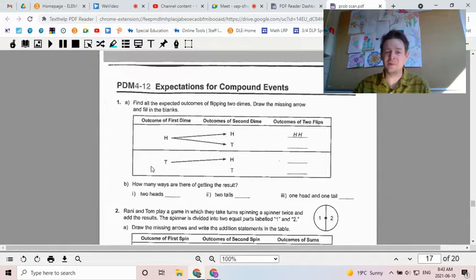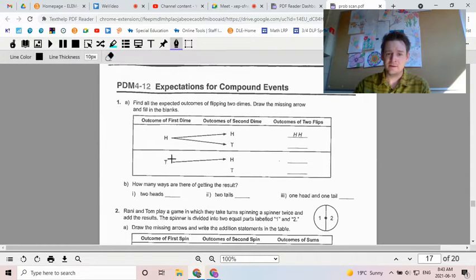It's called a tree model because we have different branches that we are going to show as arrows. So let's take a look at the first question. It says, find all the expected outcomes of flipping 2 dimes and draw the missing arrow and fill in the blanks. So if I flip 2 coins, what are all the possibilities? Well, the first coin is either going to be heads or tails. And then the second coin is either going to be heads or tails. And that's going to give us 4 different combinations.